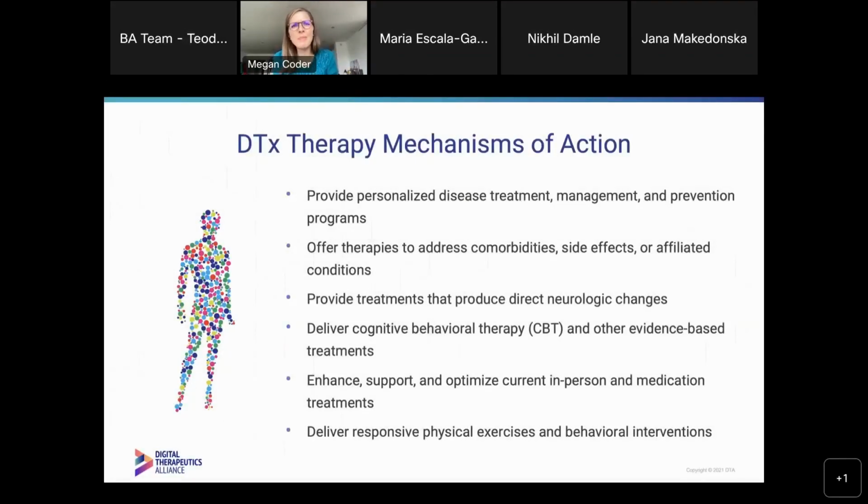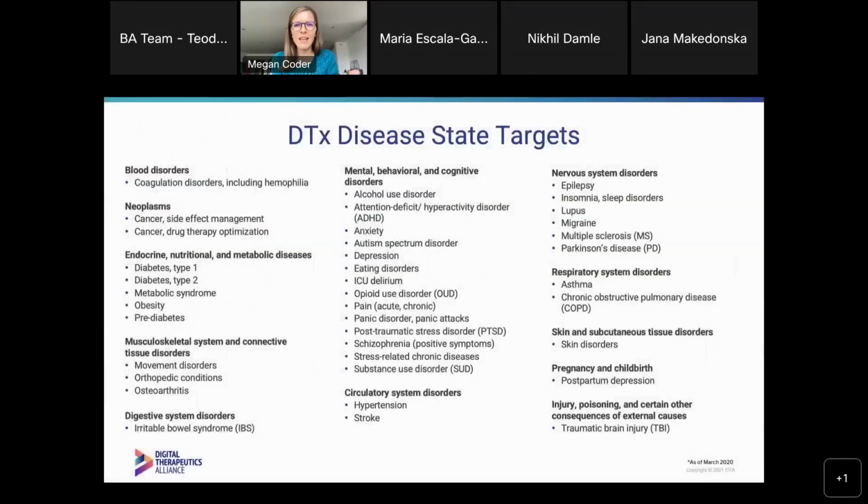Not spending much time here, but a wide range of ways that digital therapeutics can really deliver their impact. Some are listed here. This will continue to grow. And then a large number of disease states. I wanted to provide this just to expand the horizon of what we're speaking about today.